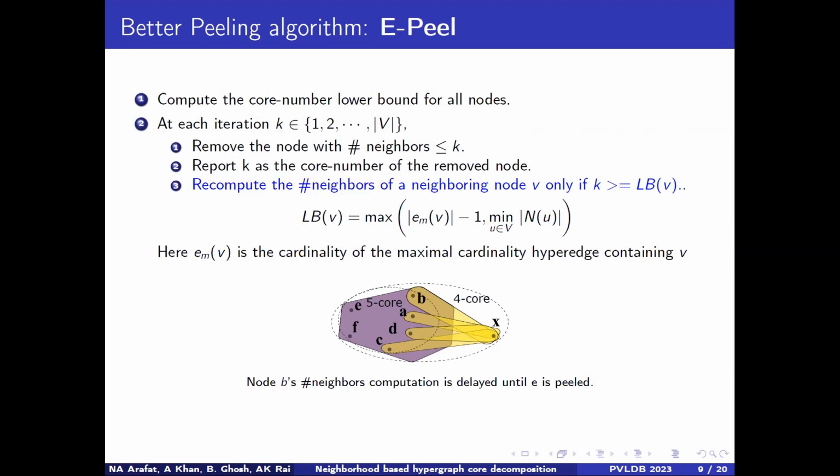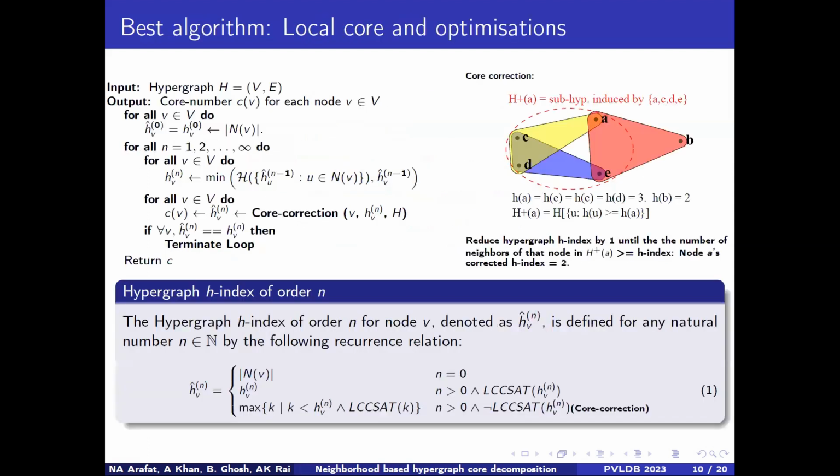To improve the efficiency of peeling, we propose a new algorithm called ePeel, or efficient peeling. The idea is we compute a cheap lower bound on the core number for every node. Then we need to recompute the number of neighbors of a deleted node only if the lower bound of the neighboring node is less than or equal to the core number of the currently deleted node. This saves a lot of redundant recomputation. However, both peel and ePeel are essentially sequential algorithms and it is hard to parallelize them. So next, we consider a local algorithm-based approach which can be easily parallelized.